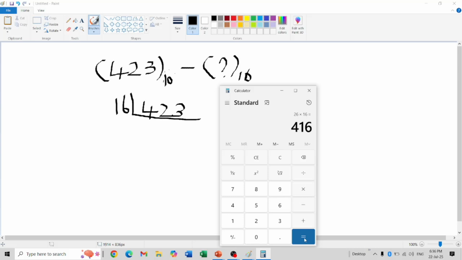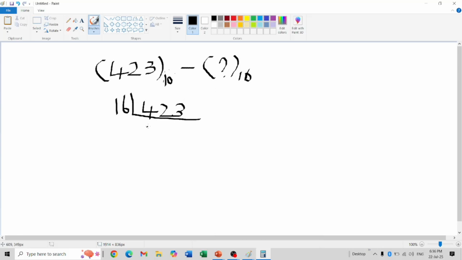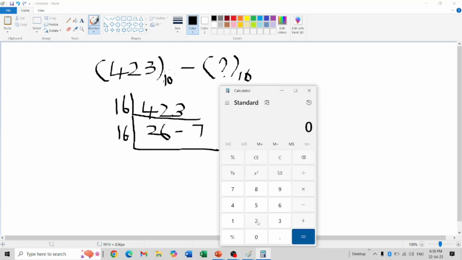What is the answer you are getting? 416. So 423 minus 416, what is the answer? Sorry, 7 is the answer, right? So what is the quotient here? 26. The 26 is your quotient and the remainder is what? 7. Clear? After that you are taking what? 16 again. So again 26 divided by 16 you should take.